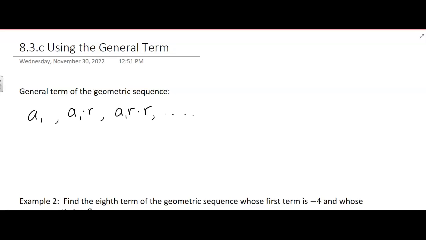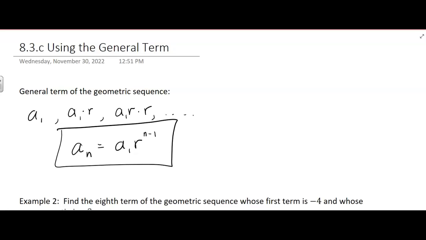So to find the nth term, you're taking the first term, you have to have a starting term, times, and how many r's are you going to have? You're going to have n minus 1. So it's raised to that exponent of n minus 1. Not n, because you have the first term, and the second term is when you start multiplying by r. Okay, so this is the formula for the general term of a geometric sequence.